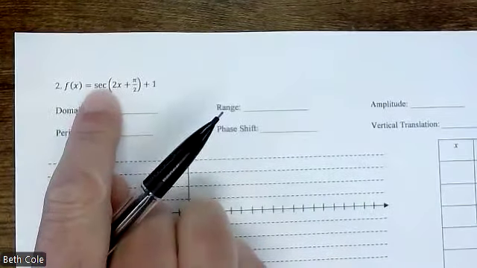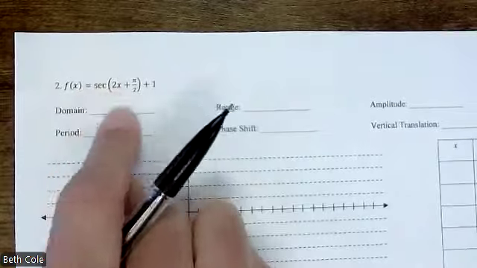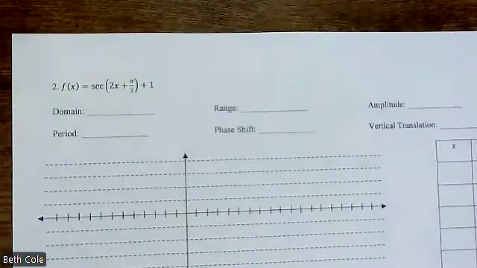Cosine would be the same kind of thing. And then I put secant on here. Cosecant would be the same kind of thing. What shape do those end up being? Yeah, like your U shapes.